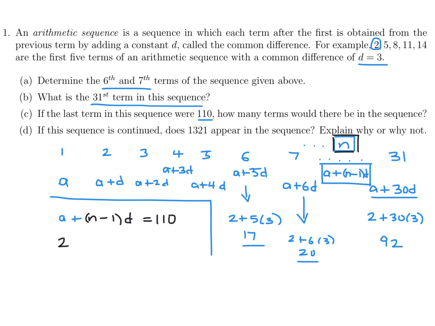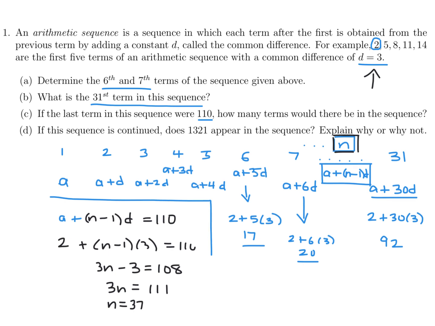A I know is 2 from up here, and d is 3, so we just have to solve this basic equation. So this will be 3n minus 3 is equal to 108. 3n is therefore equal to 111, and therefore n would be 37. So there are 37 terms in the sequence.